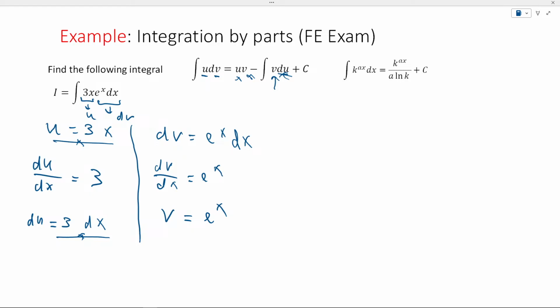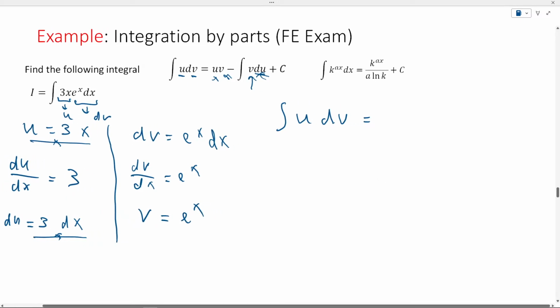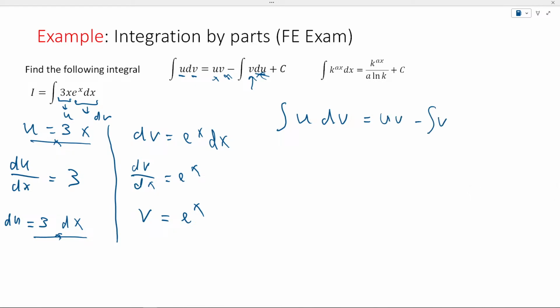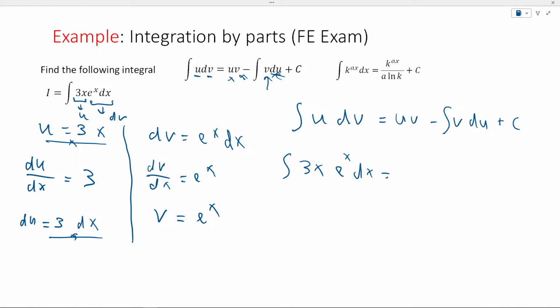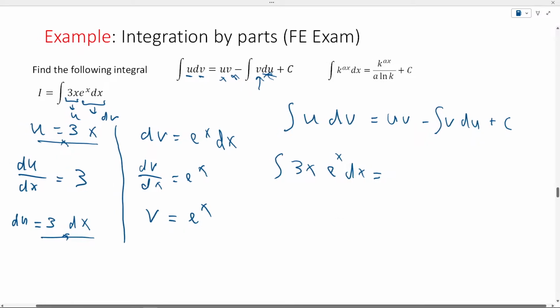So let me write this down. My integral of u dv is equal to uv minus the integral of v du plus a constant. Okay, so let me write it down. What is my u? My u is 3x. What is my dv? My dv is e to the x dx. That's equal to u times v. What is u?